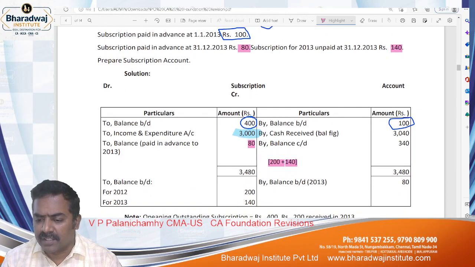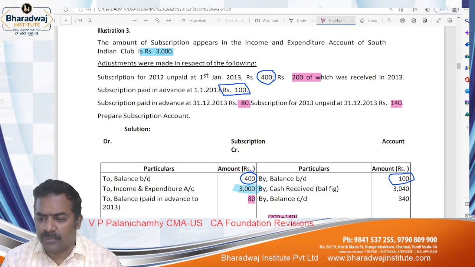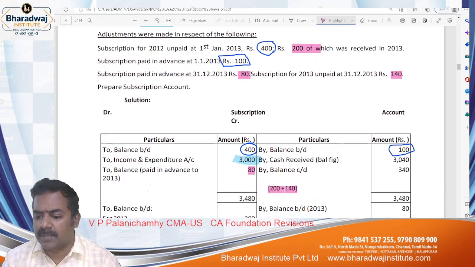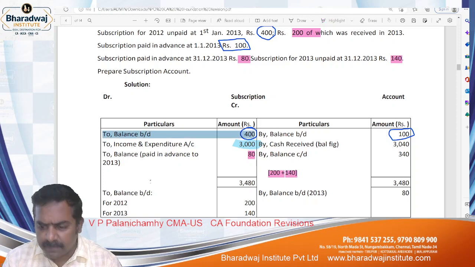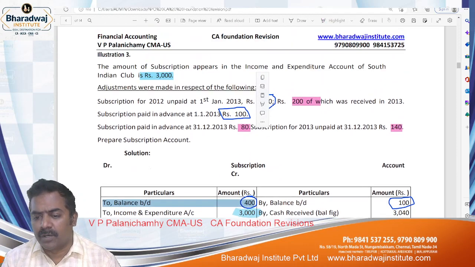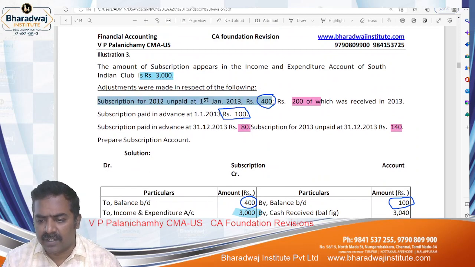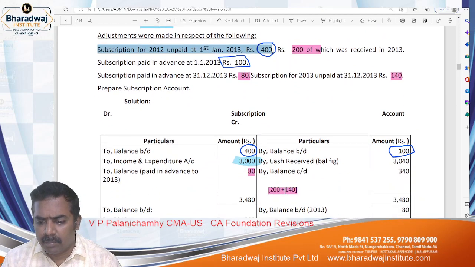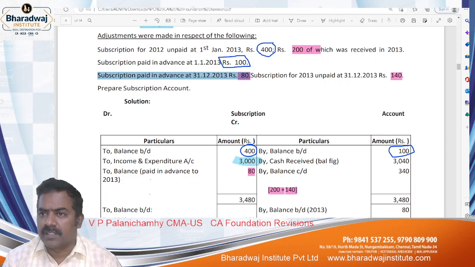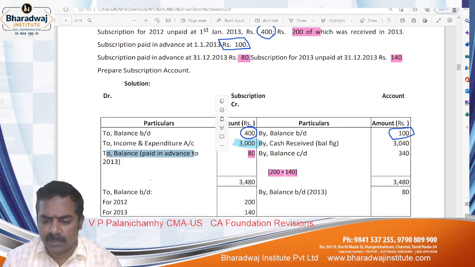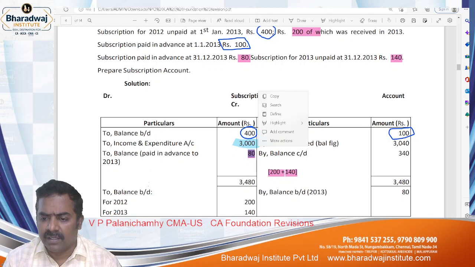The 200 is nothing but the opening balance. Out of 400, we received what? 200. Now how much balance will be there? 200. The balance brought down is nothing but this opening balance 400. Then the balance brought down is nothing but this receipt in advance 100. Then at the end, how much receipt in advance is given? 80. This is nothing but the advance at the end of the year, 80.